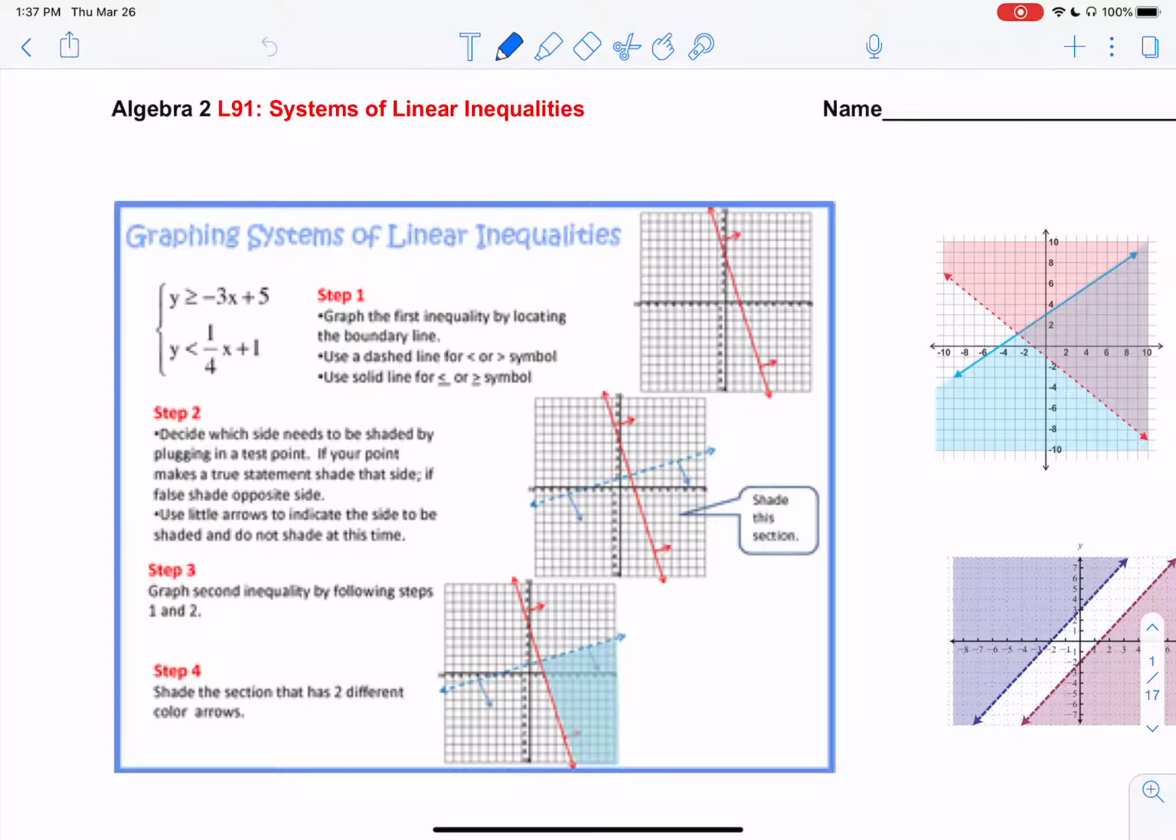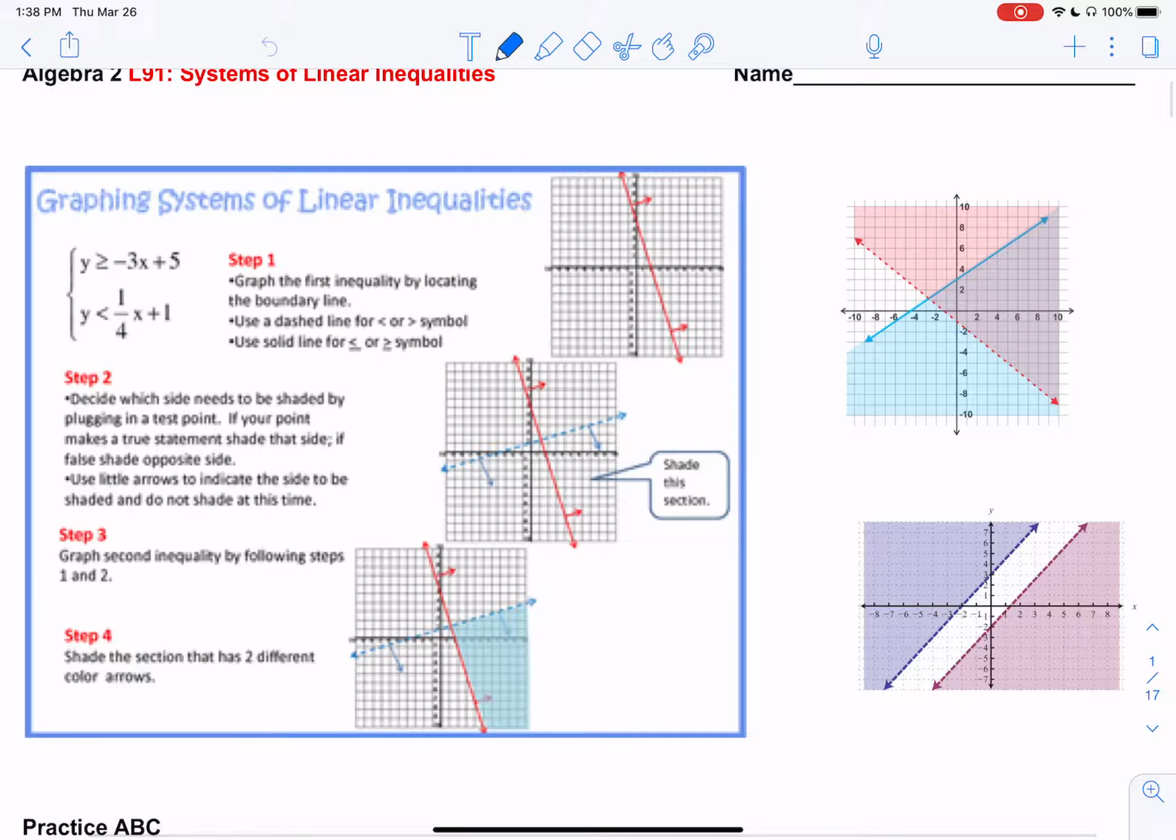Hello, Algebra 2. This is Lesson 91, Systems of Linear Inequalities. You're going to be graphing inequalities that overlap in some way, or sometimes they don't overlap. So you will probably want to have some kind of colored pencil or different colored pens in order to indicate the two different graphs that will be overlapping. In the notes, you'll see how that looks on the right-hand side up here at the top. How you will have sometimes a dashed line, sometimes a solid line, and on rare occasion where they don't overlap at all.